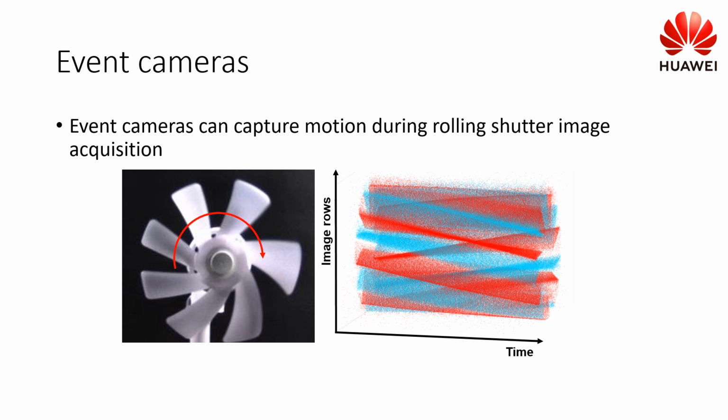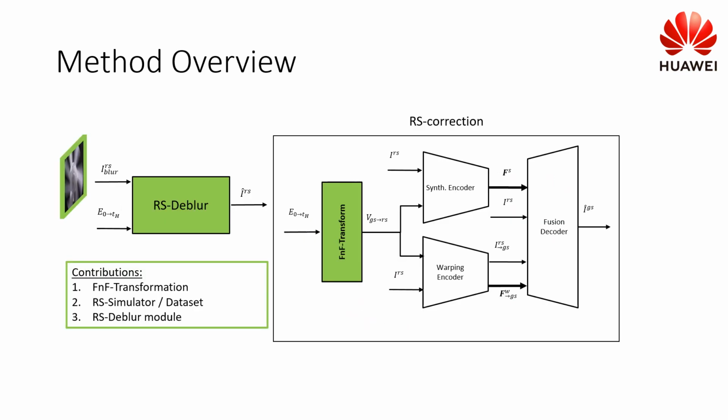EvShutter leverages an auxiliary event sensor with very high temporal resolution. The events can capture motion and brightness changes during the acquisition of the rolling shutter sensor, which we use to estimate a global shutter image.